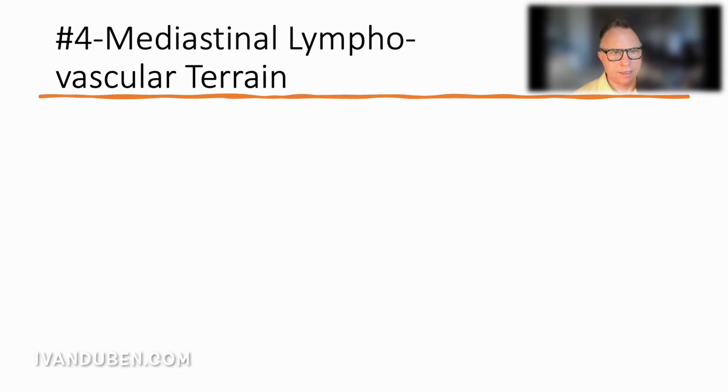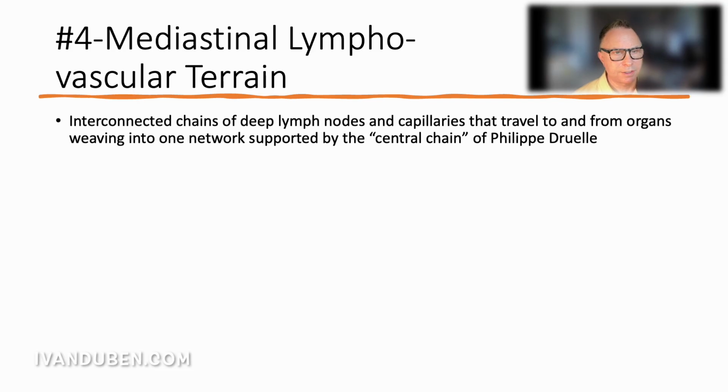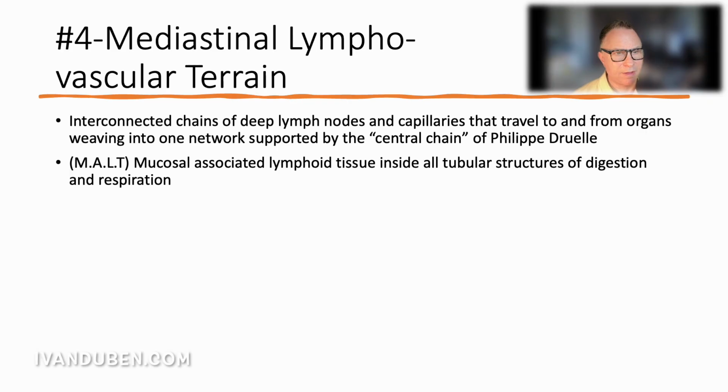Looking at the mediastinal lymphovascular terrain, we have interconnected chains of deep lymph nodes and capillaries that travel to and from organs, weaving into one network supported by what I would call the central chain of Philippe Drouet, which would be connective tissue structures, which we'll cover a little later. We have the MALT, the mucosal associated lymphoid tissue, inside all tubular structures of digestion and respiration.